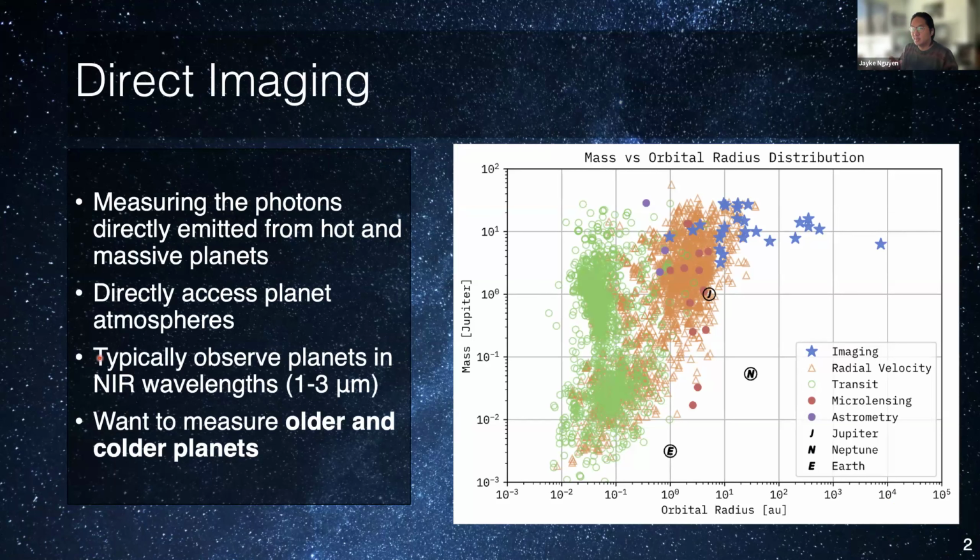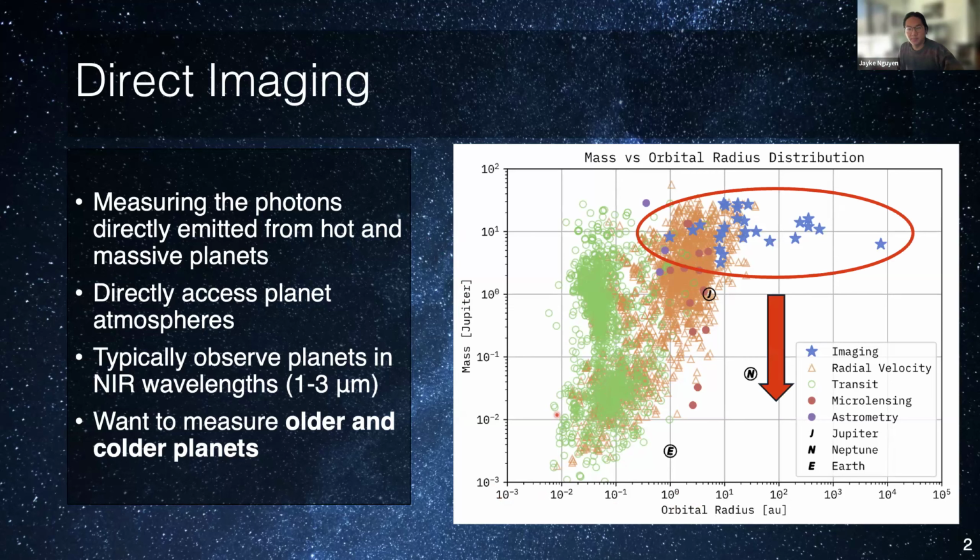In general, we typically observe these planets in near-infrared wavelengths, so about 1 to 3 microns. But because of the nature of direct imaging, what you're really sensitive to, in this mass and orbital radius plot, are really hot, large planets far away from their host star. My work is hoping to expand this parameter space to older and colder planets. What that means is that you're actually accessing lower mass planets as well.